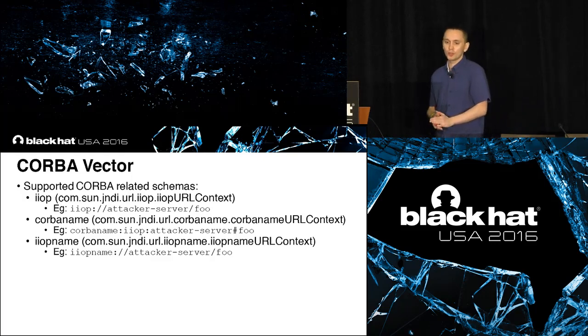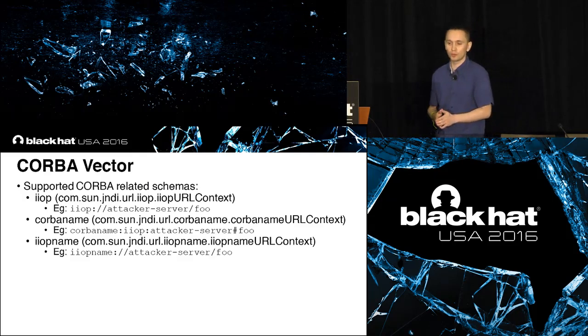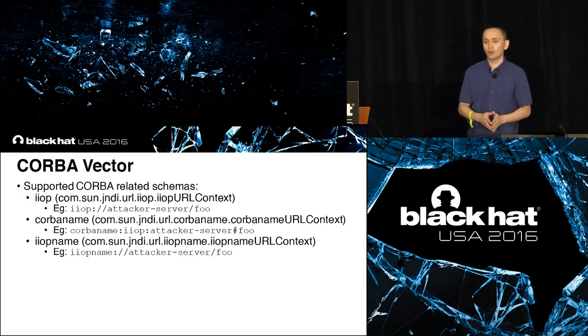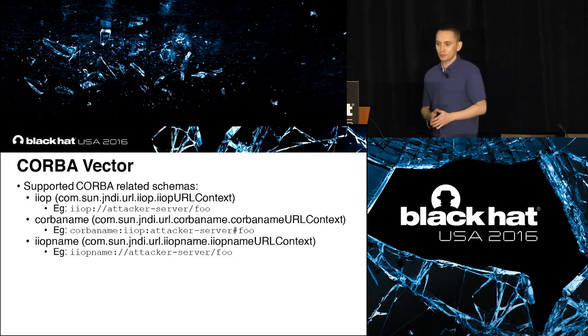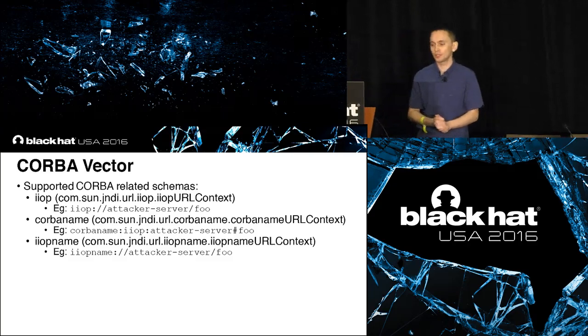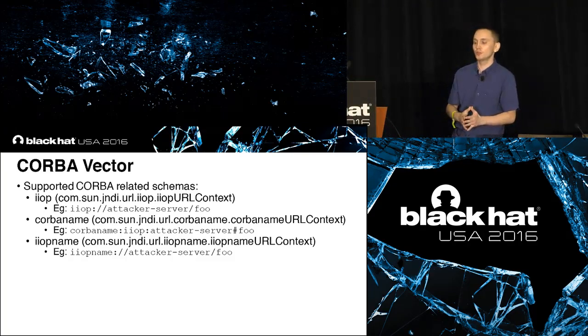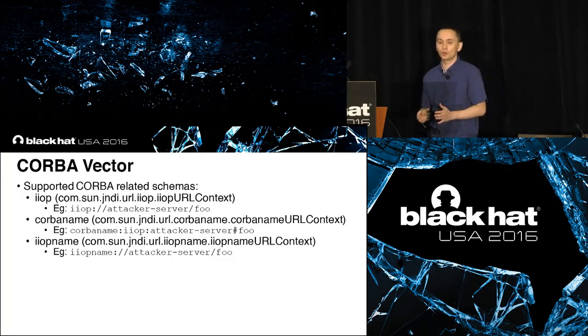We just saw what we can achieve by the RMI vector, but in the beginning of our talk we said that it is not the only protocol supported in lookup calls. The next vector is CORBA. Java supports three types of CORBA URLs. We can see them all on our slide. And these URLs can be used to look up objects from a CORBA server.